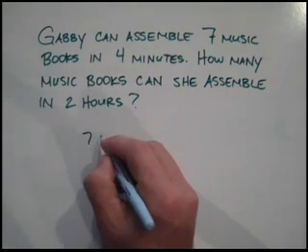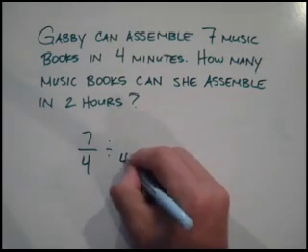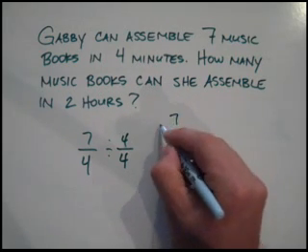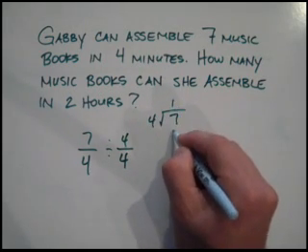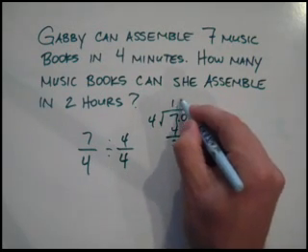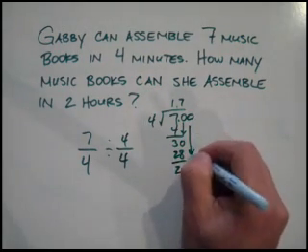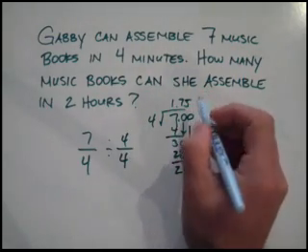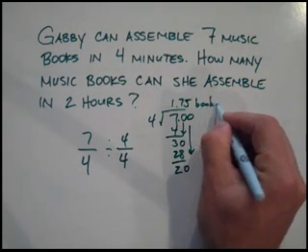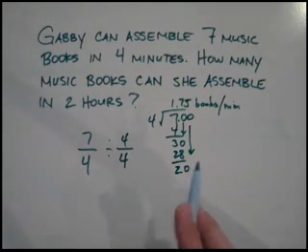So I know she can do 7 music books in 4 minutes. Well, we're going to divide each by 4 to create our ratio. I know I'm going to have to divide 7 by 4. 4 goes into 7 once, 1, 4, 3, decimal, bring down a 0. That's going to be 0.7. 7 times 4 is 28. Bring down a 0. 4 into 20 is 5. So I know she can assemble 1.75 books per minute. So there's our ratio, 1.75 books per minute.